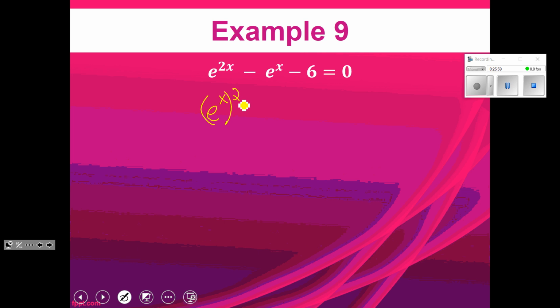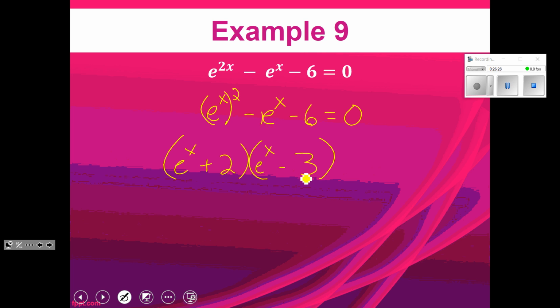And so when I square, how can I break down e to the x squared? I can break that down into e to the x times e to the x. And then one's plus, one's minus. Very good. And how am I going to get a negative 1 in the middle? A positive 2 and a negative 3.